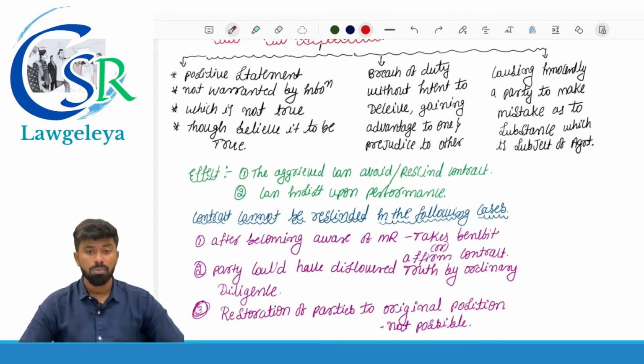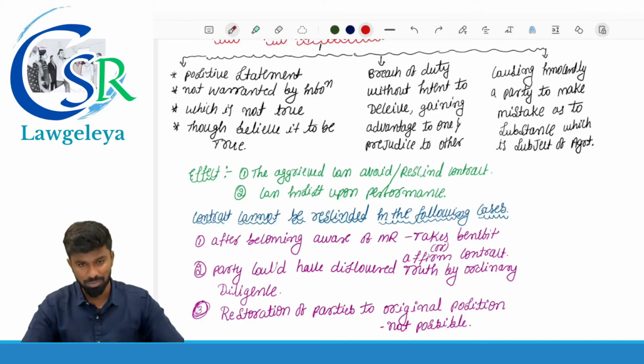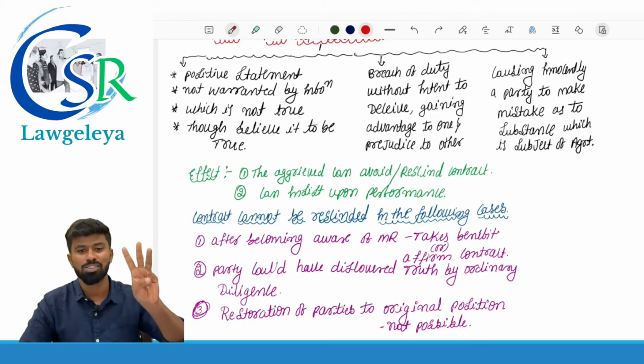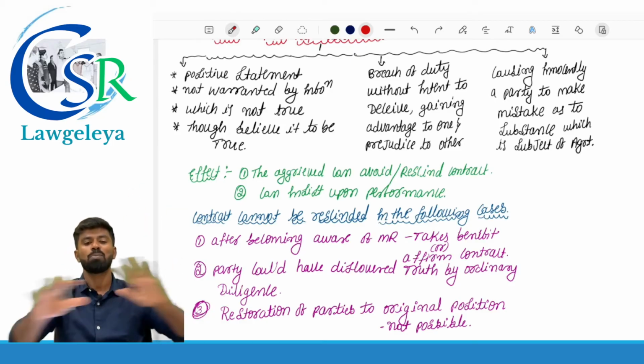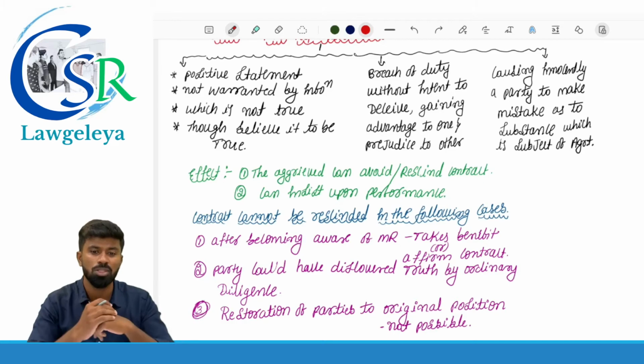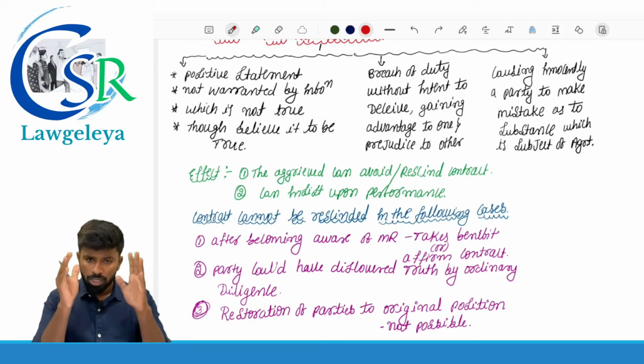Misrepresentation. Effect of misrepresentation, the aggrieved can avoid or rescind the contract and he can also insist upon the performance. But can he claim damages? No. But in case of fraud, can he claim damages? Yes. And there are three exceptional cases where even though there is a misrepresentation, the contract cannot be rescinded. They asked questions based on this many times in the previous examinations. The contract cannot be rescinded in the following cases.